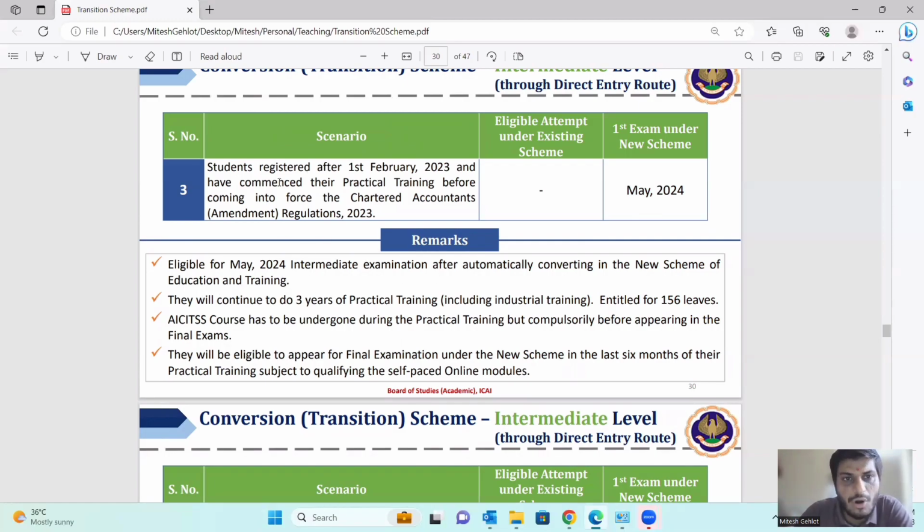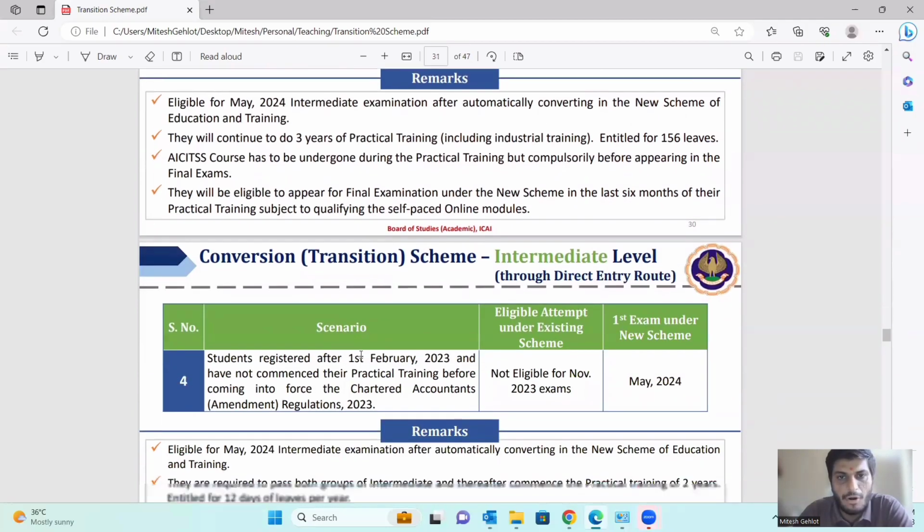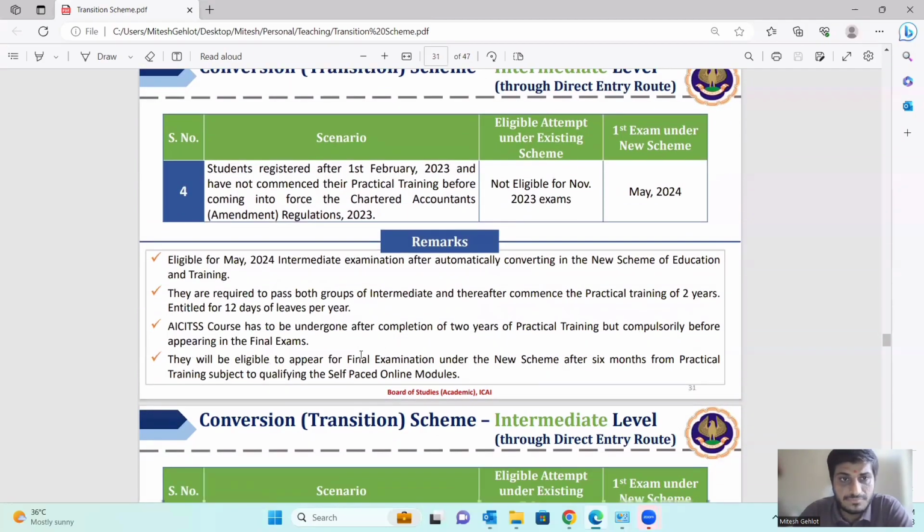Now, as you have already commenced your practical training, you will continue to do this for the next 3 years. The same thing: you have to complete all your mandatory courses. You have to complete your practical training before the final examination. Then you have to complete your self-paced online modules. Now, next is for the students registered after 1st Feb, but who have not started their practical training.